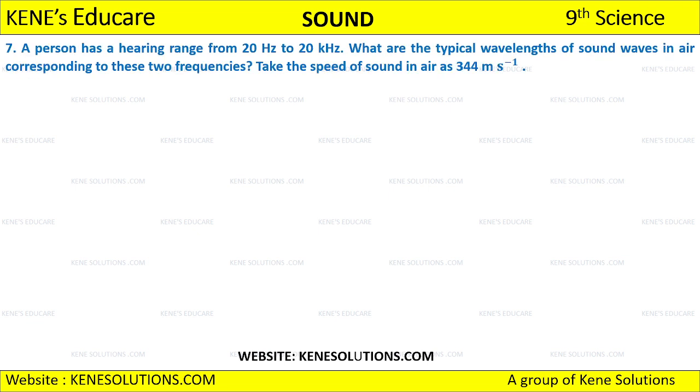Okay, now we have the seventh question, which is a kind of numerical for you. A person has a hearing range from 20 hertz to 20 kilohertz. What are the typical wavelengths of sound waves in air corresponding to these two frequencies? Take the speed of sound in air as 344 meter per second. So what do you think for this? How are you going to calculate the wavelength over here?